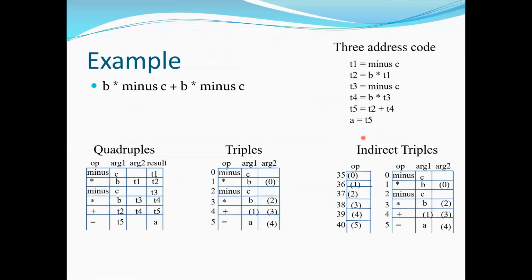So we can have one example to know about the details of whatever we are discussing about triples, quadruples, and indirect triples. So first we have to take an example as b into minus c plus b into minus c. So you have to write it in 3 address code. So what is going to be the 3 address code for this? So check it out. This minus c is one particular expression to be done.